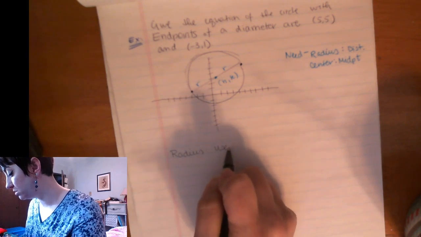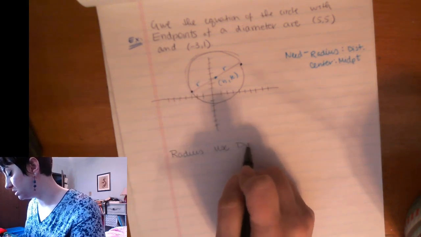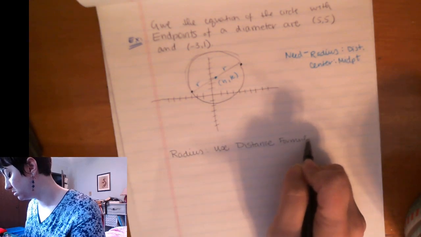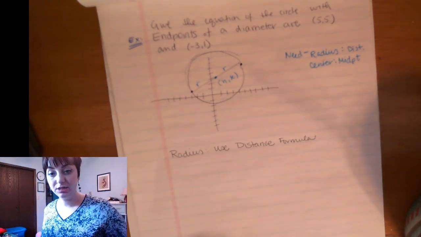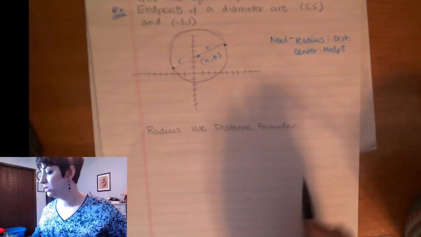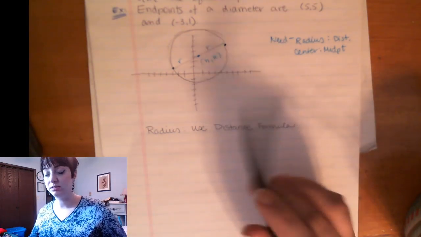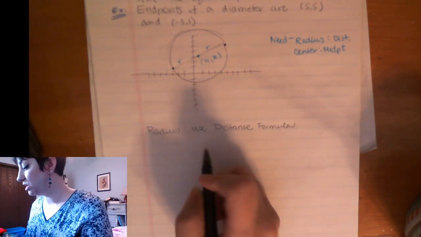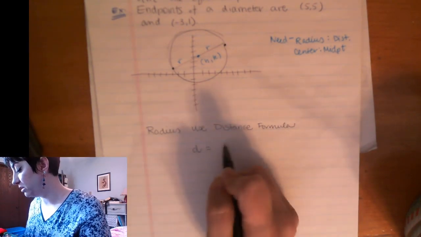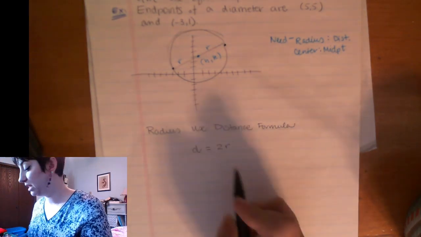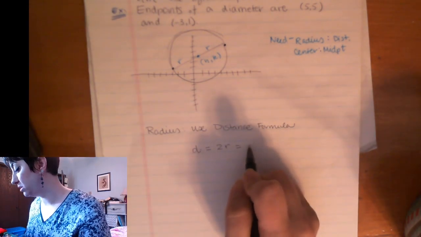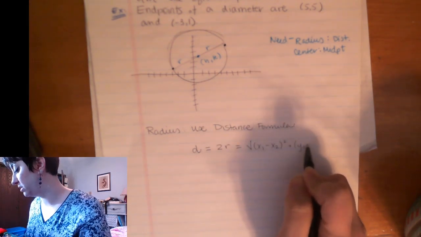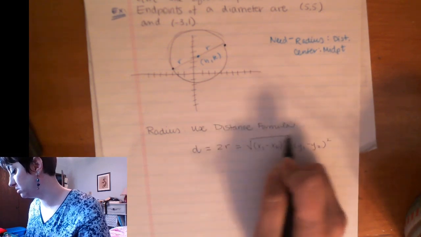We're going to use the distance formula. Now, side note, it actually doesn't matter the order you do these two steps in. You can find the center and then the radius, or the radius and then the center. It doesn't matter. Just because I have radius written here first, I'm going to find the radius first. So I know that the diameter is 2 times the radius. And I know that the diameter is the square root of the difference of the x's squared plus the difference of the y's squared. Right?